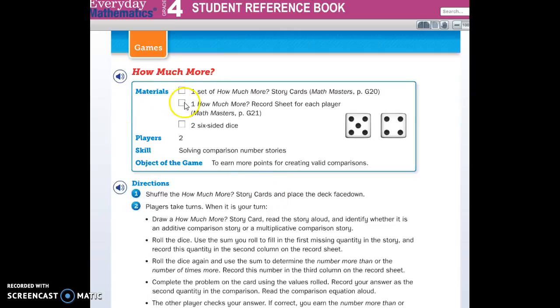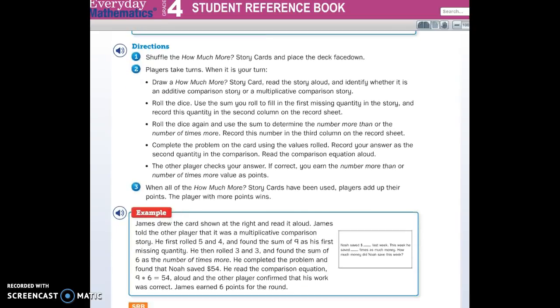So starting off, you're going to need a set of how much more cards. You're going to need a how much more record sheet. And you're going to need 2 six-sided dice. You're going to play with 2 different players. And as I said earlier, we're working on solving story problems. This will be a fun one, boys and girls.